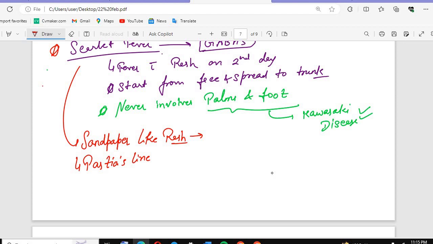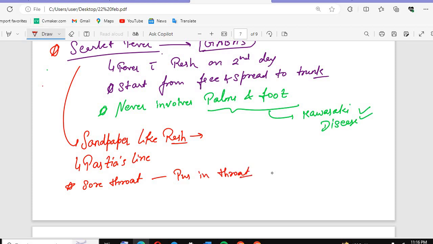So we will have the skin crease, and in that crease there is an accentuation of the rashes, the Pastia lines. I will share the image, then you will be able to easily identify the Pastia lines. Other things we will see: the patient will have a sore throat, due to group A beta hemolytic streptococcus. Then we will see pus in the throat.